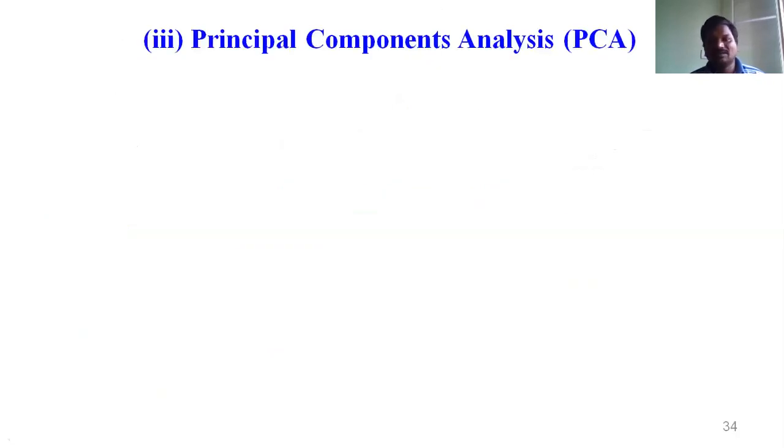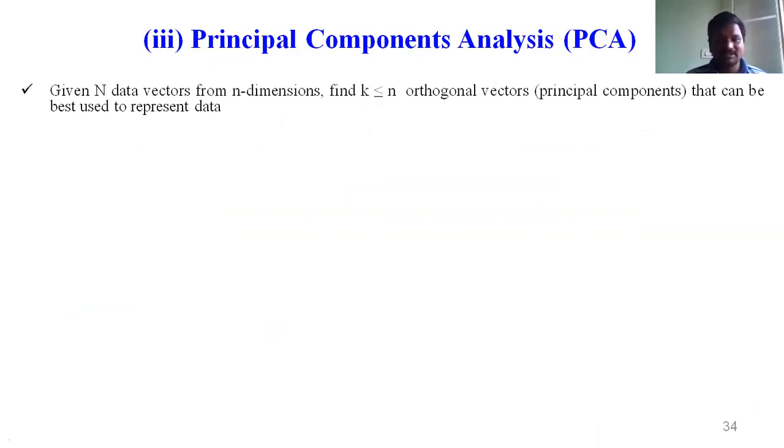Another important one in dimensionality reduction is principal component analysis, the third important technique. What is principal component analysis? In principal component analysis you are taking the data, that means N vectors from n dimensions. The dimension is an entity or perspective. I am taking N different vectors, maybe N different rows.